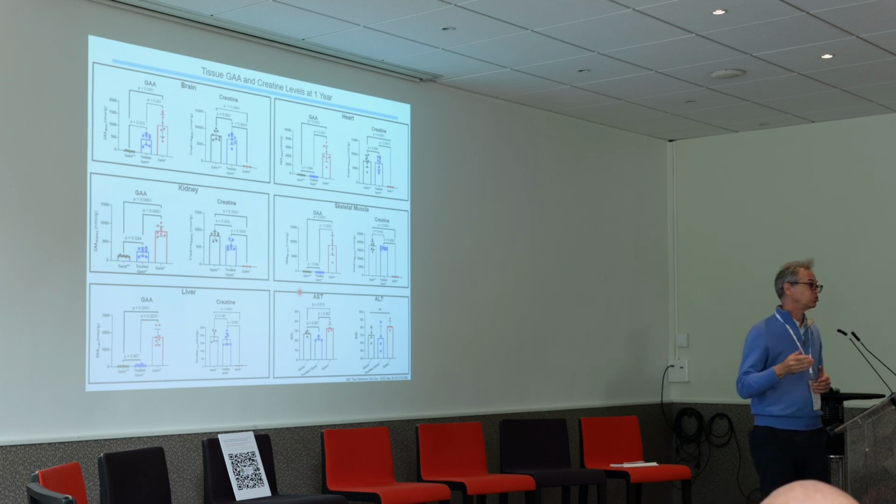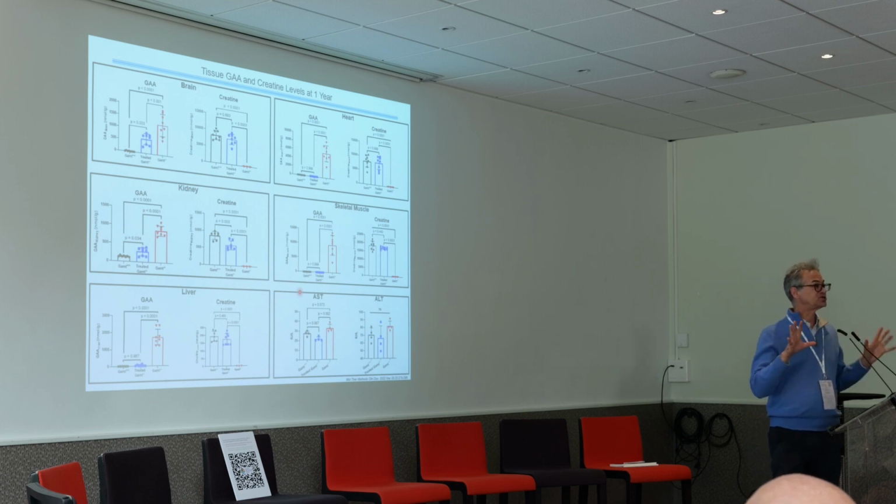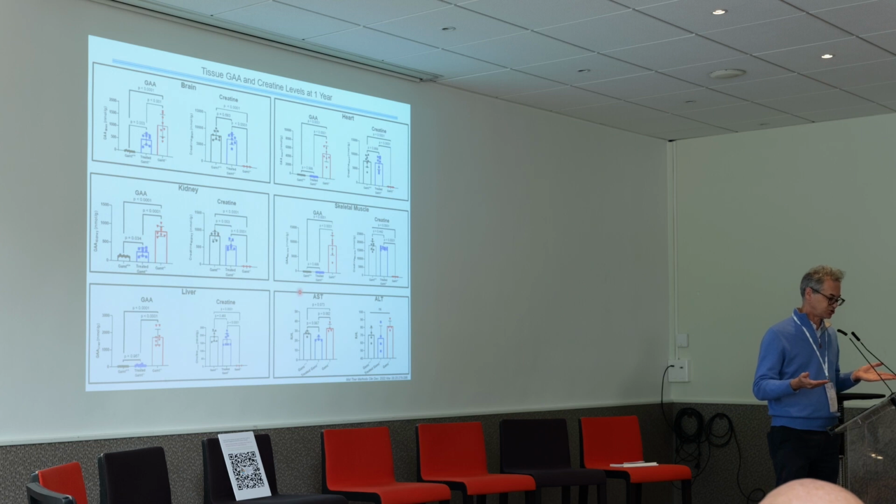Now, at a year, we euthanized those mice, and we took out different organs, different tissues, and we analyzed them for the creatine levels and the guanidinoacetic acid. It's great to correct it in the plasma, but we also know that guanidinoacetic acid can be produced in some tissues, so it's important to understand what's going on in the tissues or the organs themselves.